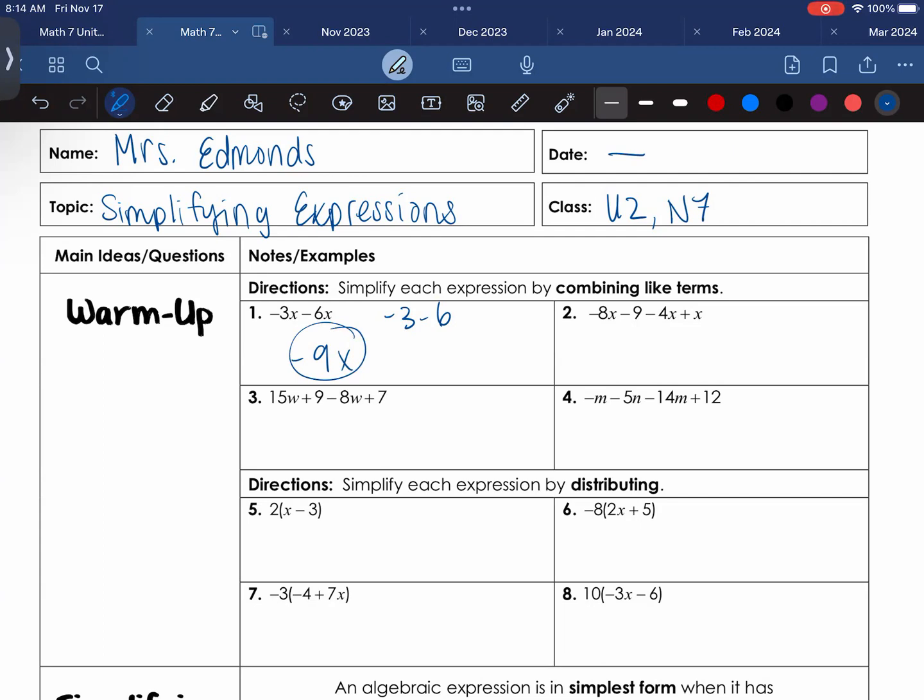Go ahead and do numbers 2, 3, and 4 on your own, so pause it here, and then make sure that you get the answers I get. All right, you should have gotten for number 2, negative 11x minus 9. Number 3, 7w plus 16. Number 4, negative 15m minus 5n plus 12. If you did not get those, then stop the video here and ask for help.